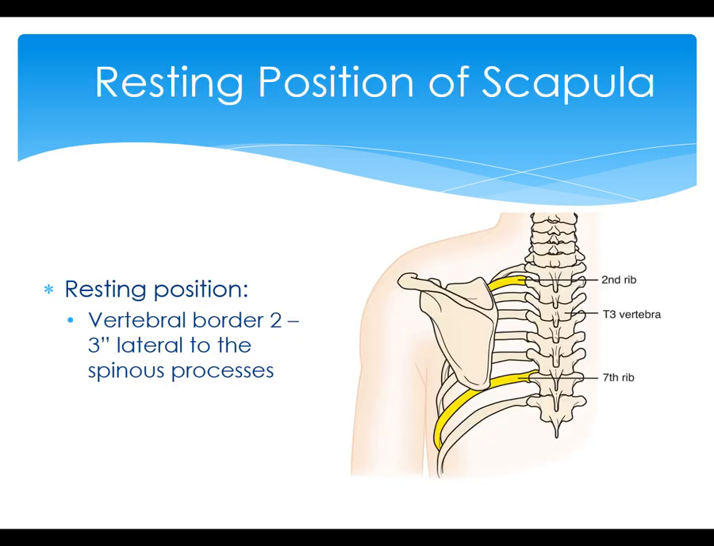Here's a picture of the resting position of the scapula. As you can see, it is found between approximately the 2nd and 7th rib, with the spine of the scapula lining up with the T3 vertebrae. The vertebral border is approximately 2 to 3 inches lateral to the spinous process.